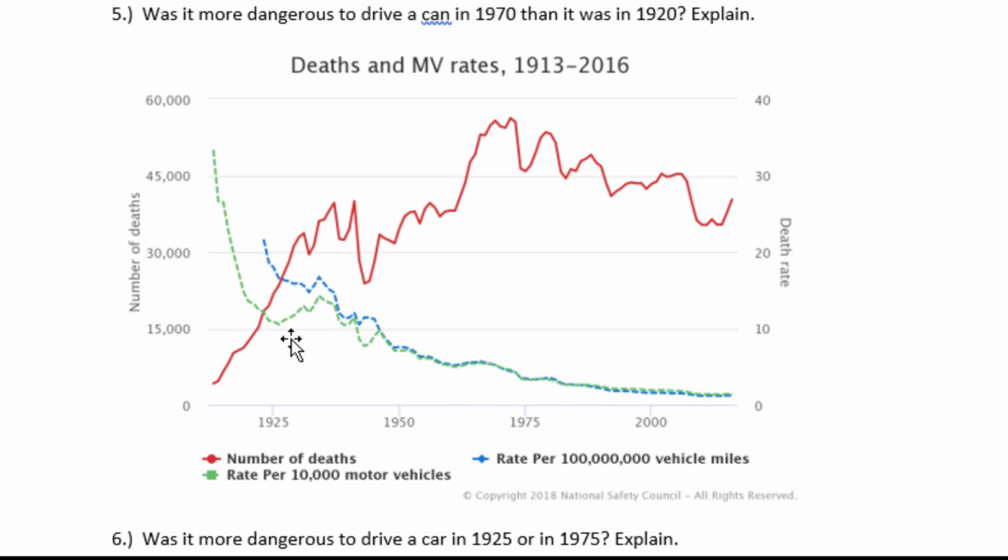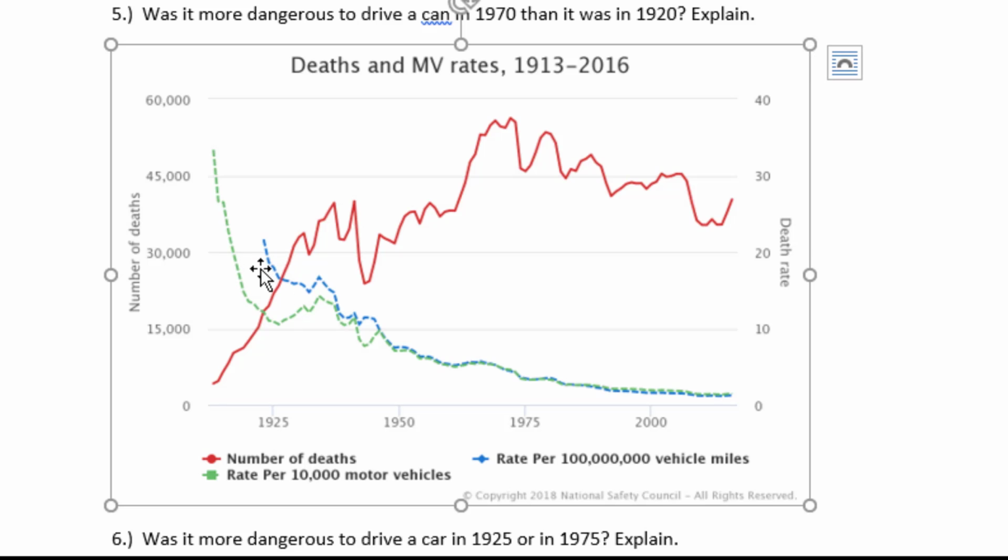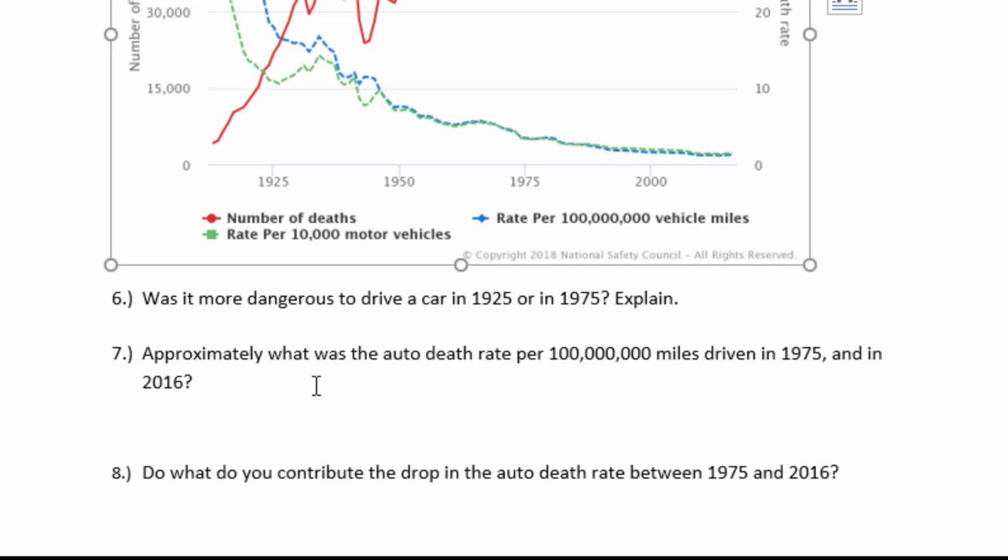So to go back to question 5, the answer would be no. The death rate per 10,000 motor vehicles was a lot higher in 1920 than it was in 1970. Notice also the rate's been dropping steadily. The rate per 10,000 motor vehicles or the rate per 100 million miles. So with that, I'll let you work on 6, 7, and 8. And some of it's just applying some reasoning to it.